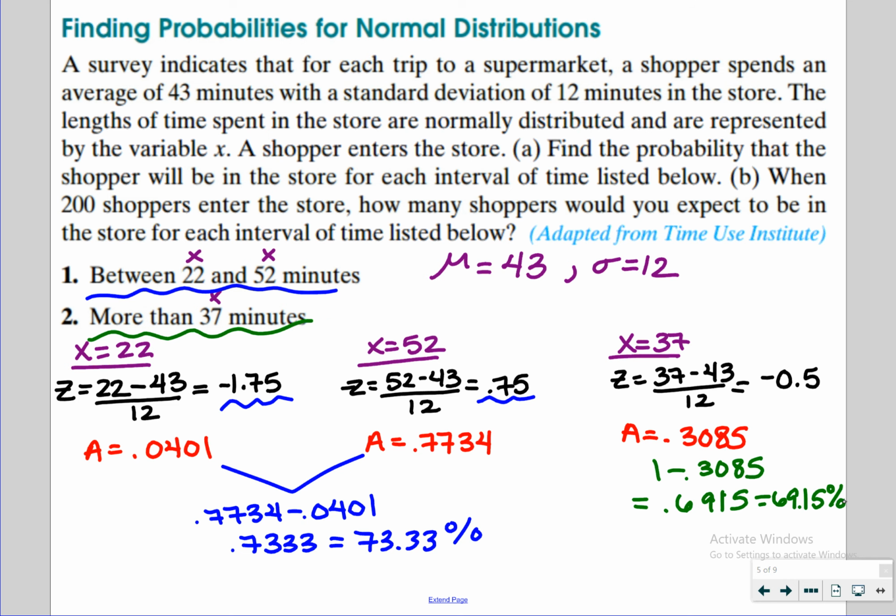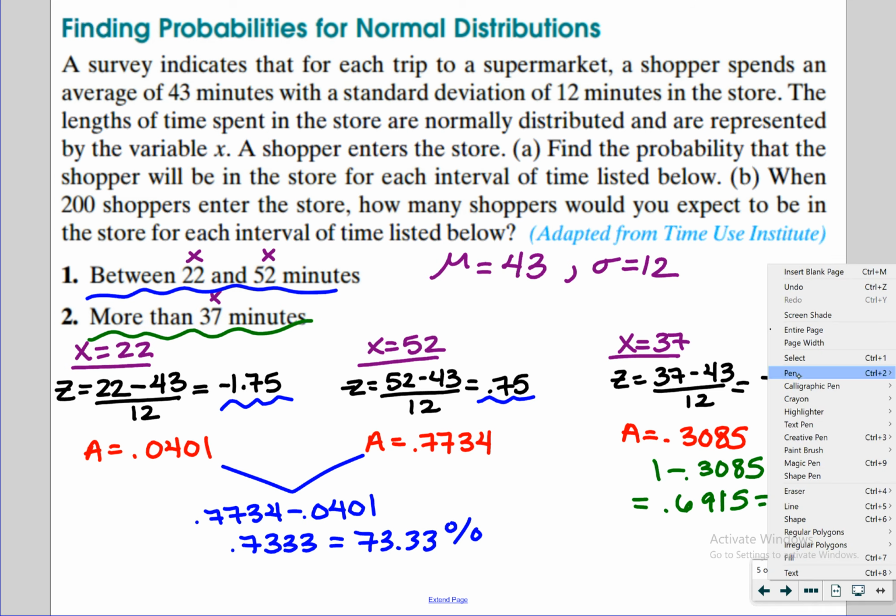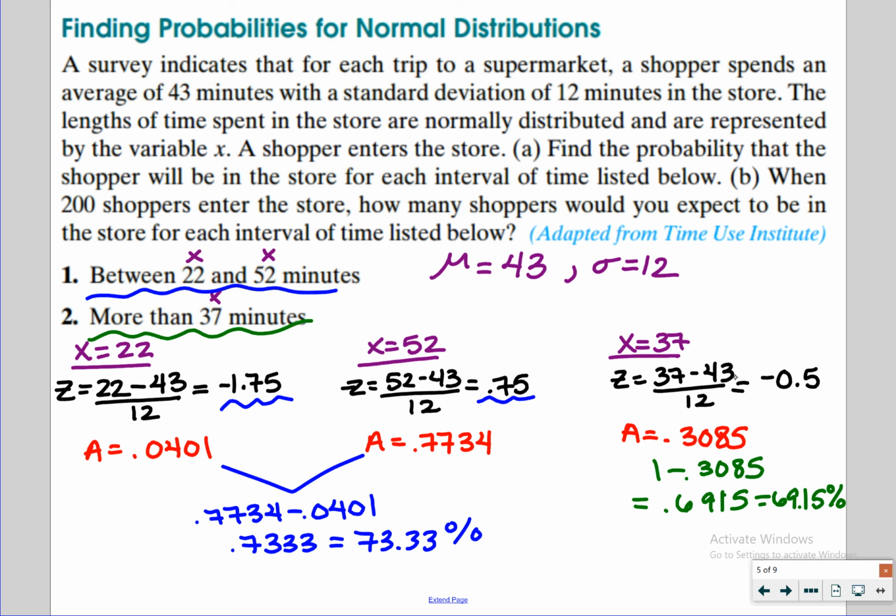Okay, so those are the first part of our answers. Find the probability that each of these things would occur. Second part of the question said, when 200 shoppers enter the store, how many would you expect to be in each interval? So this problem's easy now because I already have the probability. If I know that approximately 73% of shoppers fall in that interval between 22 and 52, and now I know there's 200 shoppers, all I have to do is multiply that by 200. And that's going to tell me about how many people out of the 200 fall in that range. I'm just going to round to the nearest person. I get 146.66. So I'm going to say about 147 people.